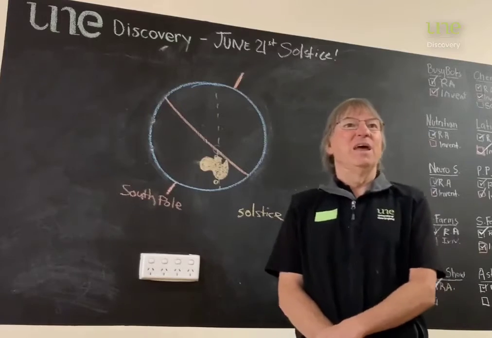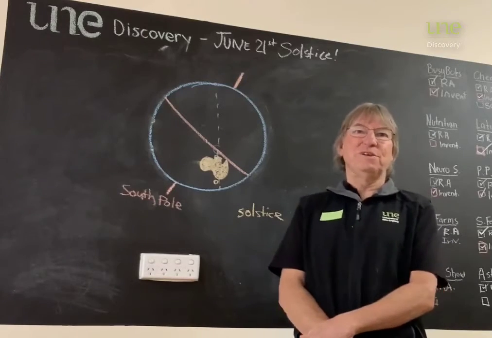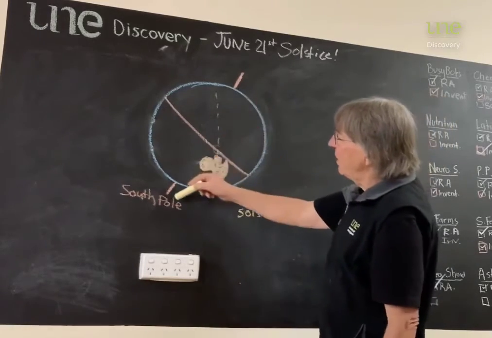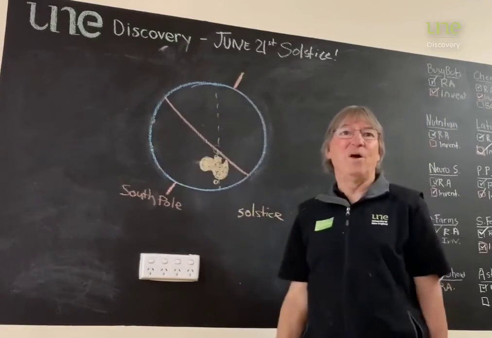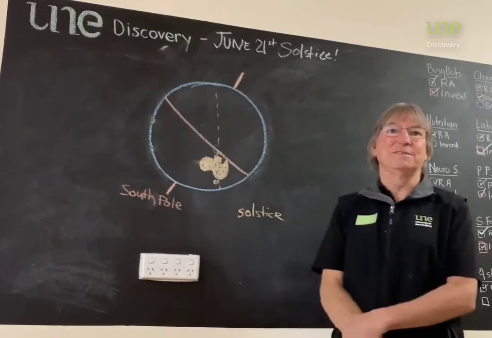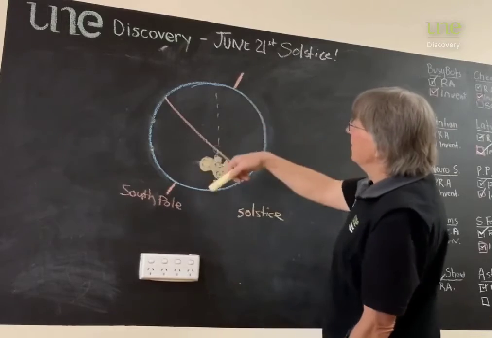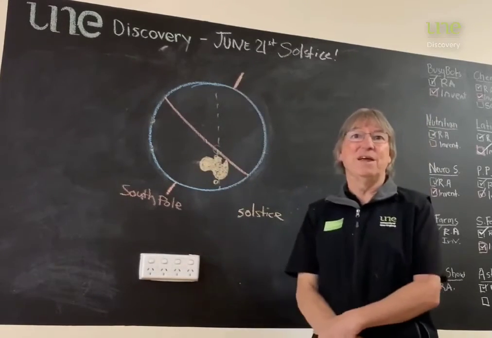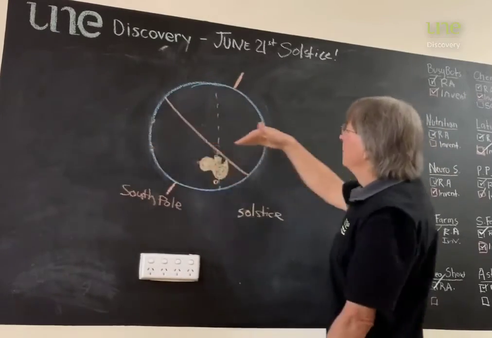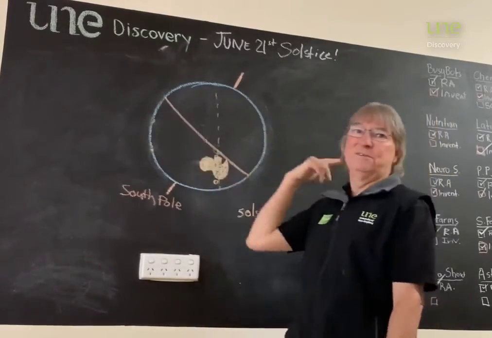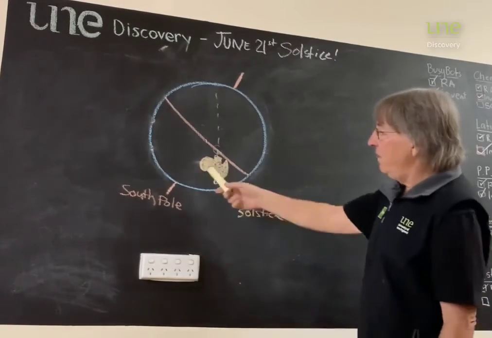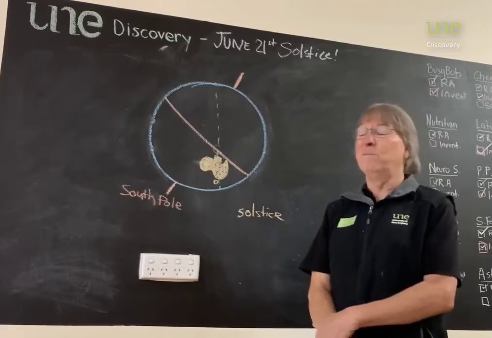Well, it's to do with the Earth's axis, which, as it rotates around the sun, runs from the South Pole to the North Pole, the line there. And we rotate around that axis. That axis is tilted at an angle of 23.5 degrees as we go around the sun this way. So when we have the winter solstice, the South Pole is pointing away from the sun.